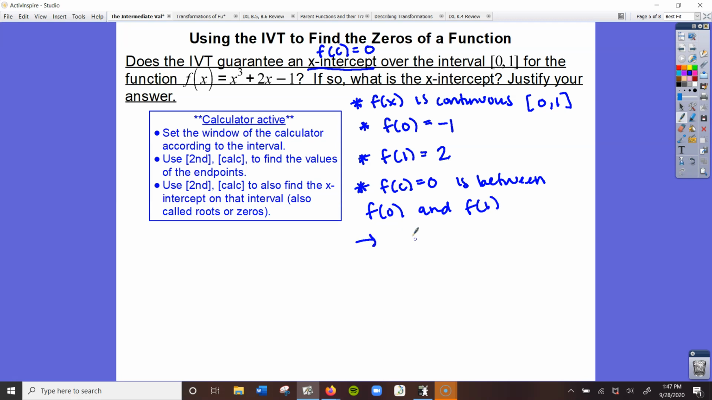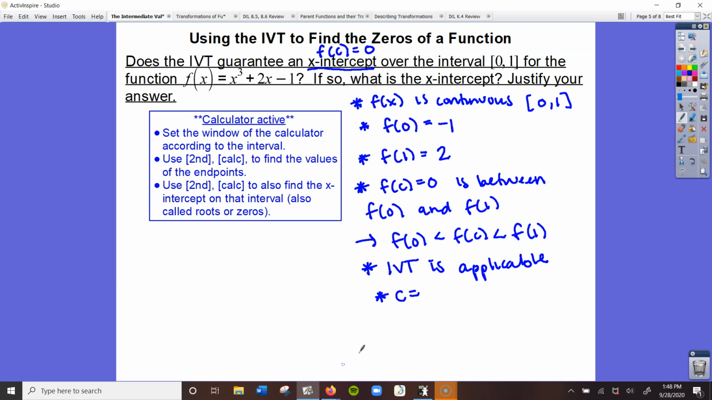Or you could also have written f of 0 is less than f of c is less than f of 1. And this would mean the same thing. You don't need to write both. But just in case, if you do like inequalities, you can write it that way. All right, so now this right here lets me know that IVT is applicable. So I can just state that right now. IVT is applicable. And now I can find my C value.